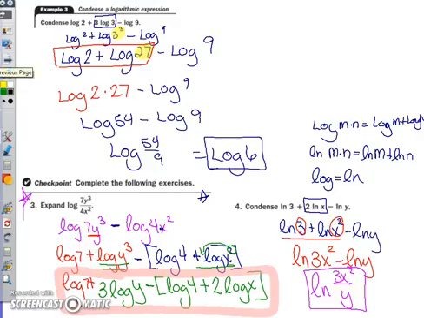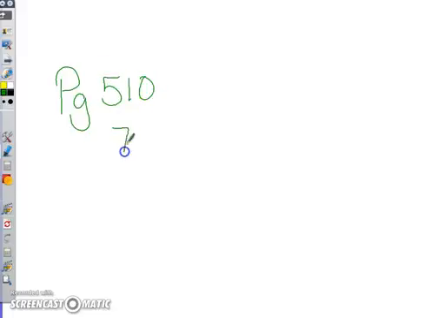If you wanted to practice, go to page 510. Do 7 to 29 odd. Answers are in the back of the book. We're going to pick up with this tomorrow. Good luck.